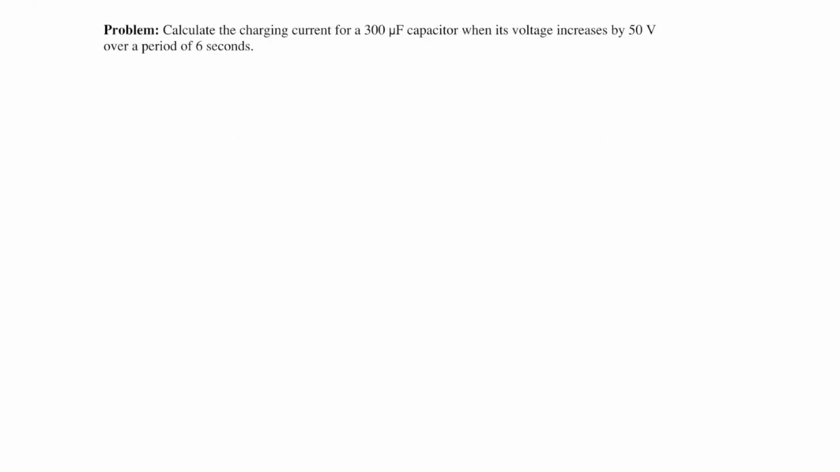For this problem, we will calculate the charging current of a 300 microfarad capacitor when its voltage increases by 50 volts over a period of 6 seconds. In order to solve this, we will utilize the voltage equation: v_C as a function of time, subtracted by the initial voltage of the capacitor, is equal to 1 over the capacitance multiplied by the integral from 0 to t of the charging current as a function of tau, d tau.